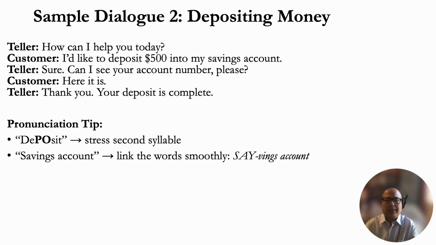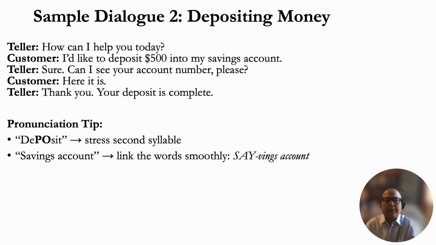Okay. Second sample dialogue. Now you are depositing money. You have some cash and you want to deposit it to your checking account or your savings account. You go to the branch. You see the teller. It says, "Good morning. Good afternoon. How can I help you today?" And you say, "I'd like to deposit $500 into my savings account."